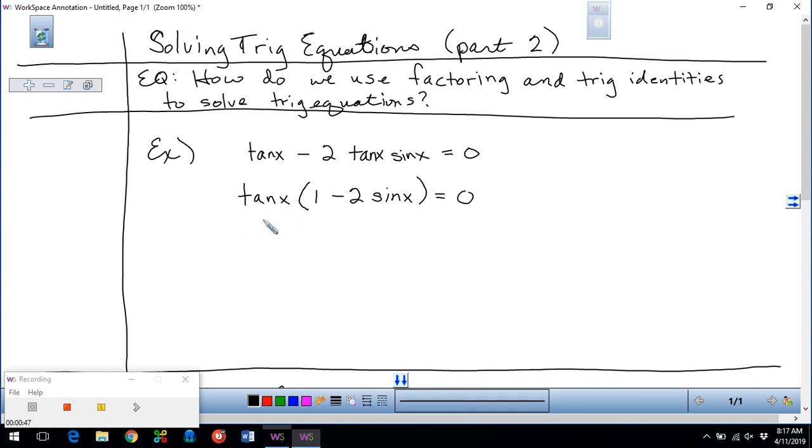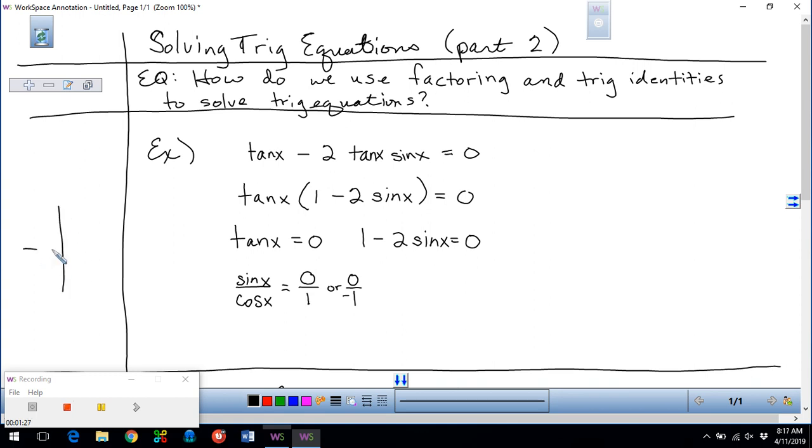Now that I have it factored, I can take each factor, set it equal to 0, and solve. So I'm taking tangent of x equals 0 and 1 minus 2 sine of x equals 0. And now I'm just going to figure out where is the tangent of x equal to 0. Well, remember that tangent of x is sine of x divided by cosine of x. And so basically I'm looking for where the sine of x is 0 and the cosine of x is 1 or negative 1.